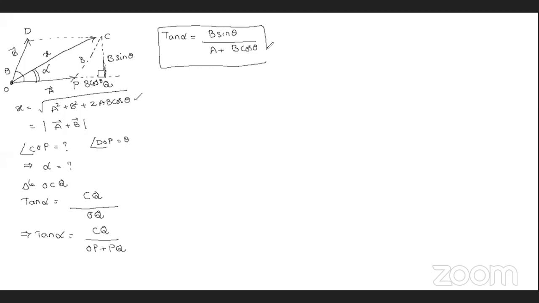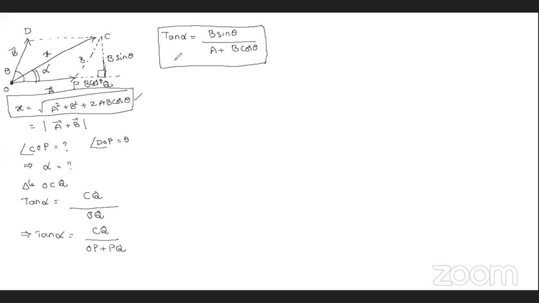Anything wrong in my derivation, Nana? No, sir. Correct only. B sin theta by A plus B cos theta. Okay, so this is tan alpha. So in the parallelogram law of vectors, if you squeeze out the important points: number one, the magnitude of the resultant vector is root of a square plus b square plus 2ab cos theta. And its direction is tan alpha is equals to b sin theta by a plus b cos theta.